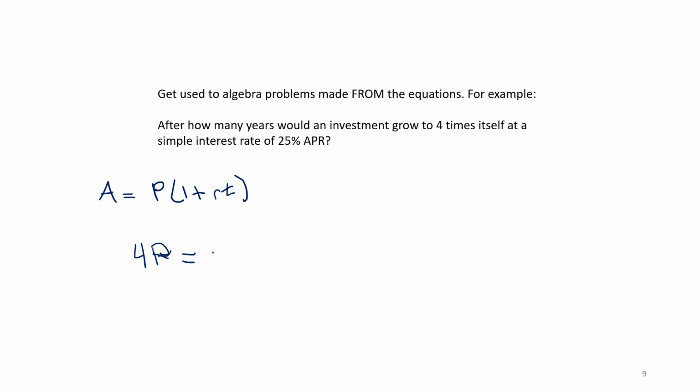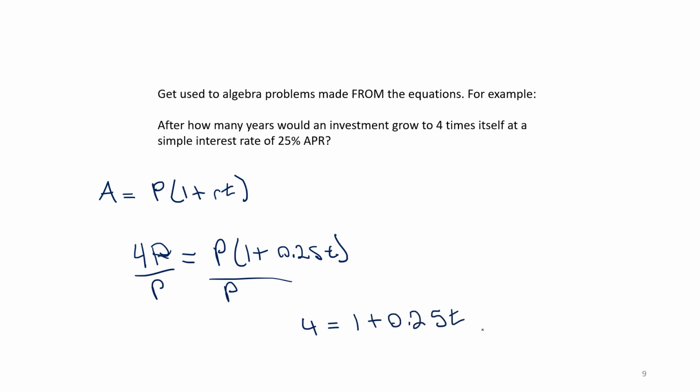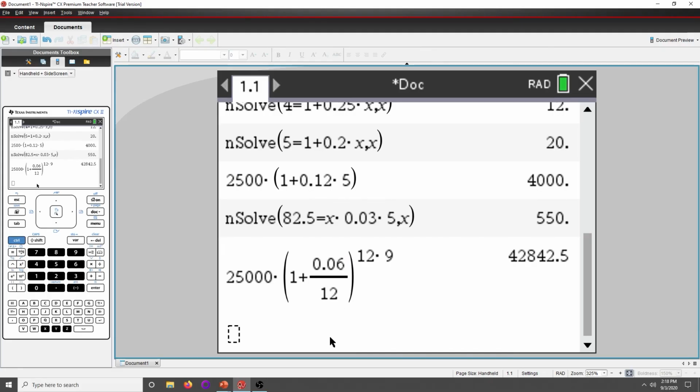So 4P equals P times 1 plus, and we're looking for how many years, so we don't have T, but our interest rate is 0.25 T. And it's going to be a lot easier to use nSolve. We can divide P from both sides, and then we have 4 equals 1 plus 0.25 T. And we're going to go put that into nSolve. You don't have to, but if you didn't recognize that dividing out P part, then this would be a lot quicker.